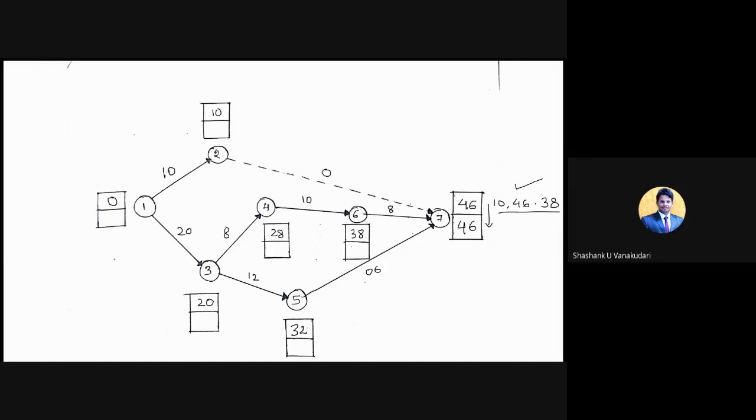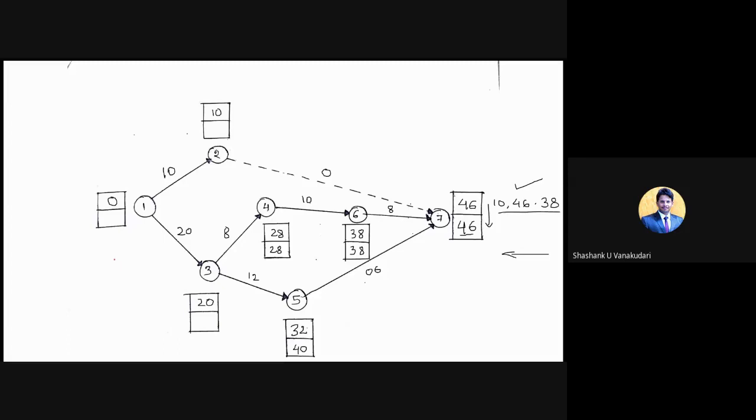Now 46 minus 8, how much is it? 38. I am writing directly 38 here because for this node only one activity is ending from the reverse. Now we are coming in reverse order. Okay, and now this 38 minus 10 becomes 28. Okay, and here 46 minus 6, how much is it? 40, right? So I am writing 40 here.